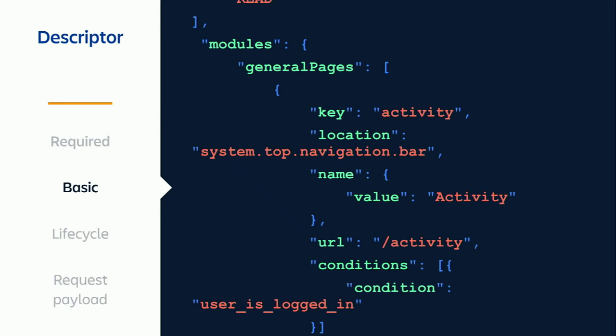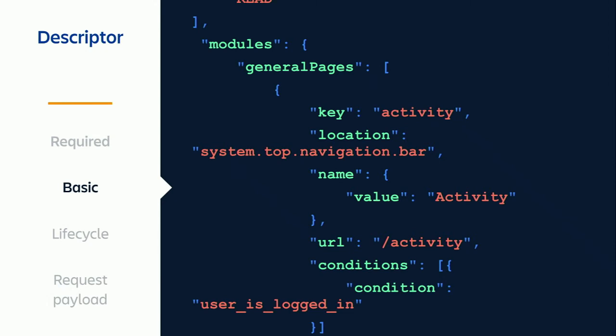Location, where are we putting this link to this page? Here we're using system.top.navigation.bar, which will ironically show up on the left side menu, the main menu of the product. Why system.top? Well, we recently went through a redesign and we're leaving this backwards compatible. Name, this is the name of your link, activity. And again, we're extending using iframe. So where is this HTML coming from? That's what the URL is. This URL is going to pull in the content from that URL and show it in the iframe.